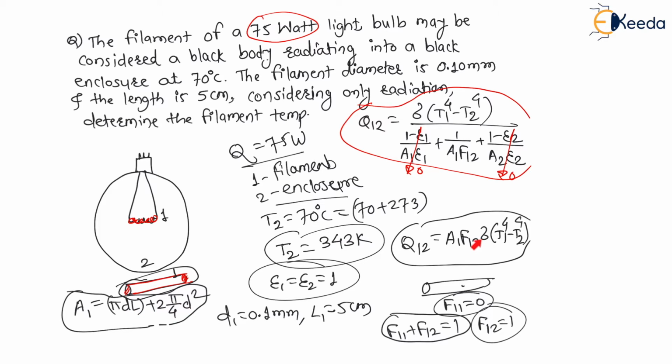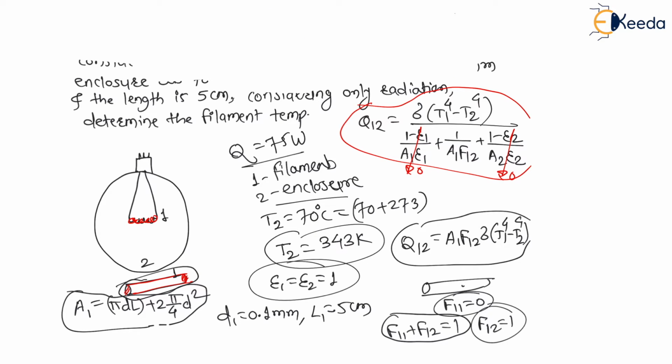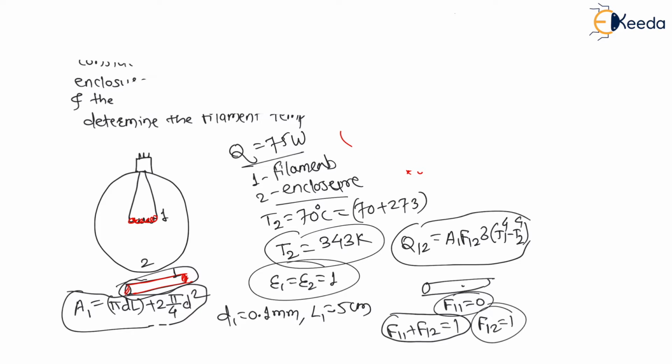Sigma is here Stefan Boltzmann's constant, 5.67 into 10 to the power minus 8 watt per meter square Kelvin to the power 4, and temperatures are given. Now here Q is given, 75 watt. Here we have to find the temperature of filament, that is T1. T1 is the question. So let us solve this question. Now my dear students, I am going to erase this question so that we will get sufficient space. So let us solve here.